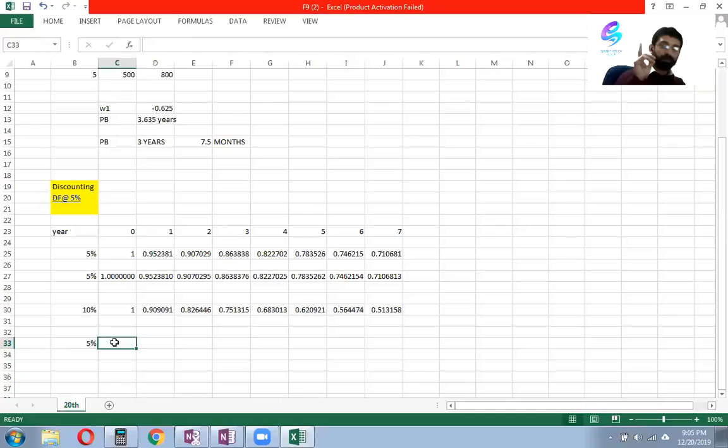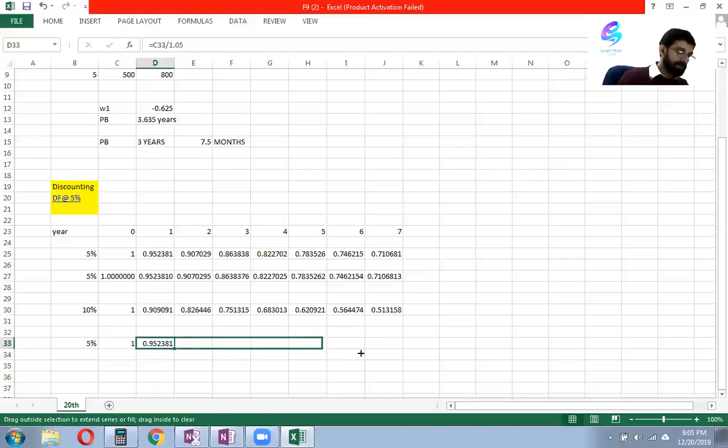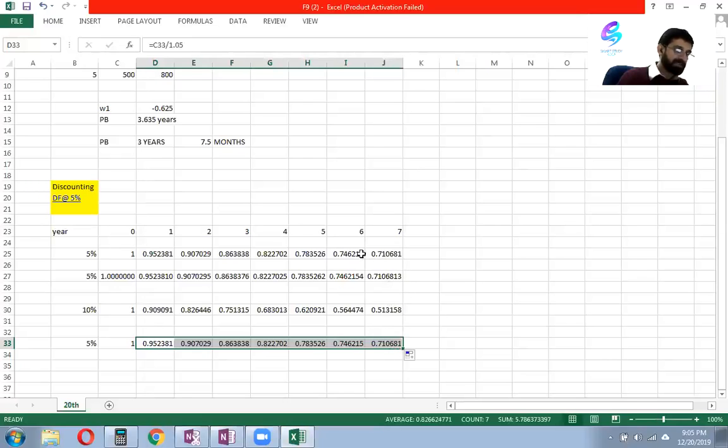First of all, for year 0, you would say it's 1. For year 0, it will be 1, so you don't have to calculate it. And for the next year, you would say the previous year figure divided by 1 plus 5%, so 1.05, right? So previous year divided by 1.05, or 1 plus R, and then you apply it on the rest of the cells. You see, you're exactly getting the same answer as above.